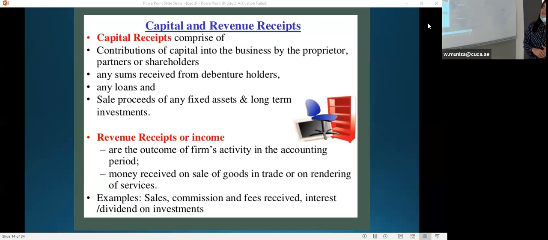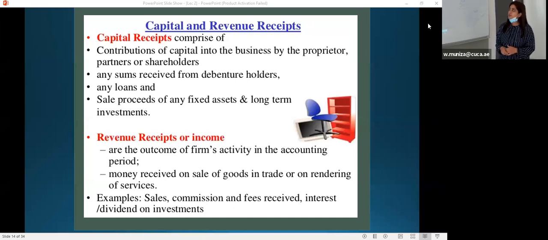They say capital receipts comprise contributions of capital into the business by the proprietor, partners, or shareholders. Say, for example, any investment made by the investors in the company, or by partners into the partnership business, or by the sole proprietor into the sole owner business, it is known as a capital receipt, because the business is separate from the persons owning it.